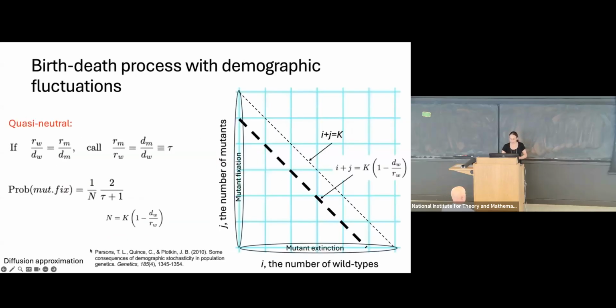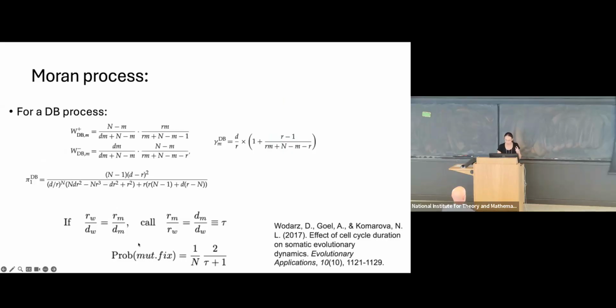So Josh Plotkin published a paper with this group. Very beautiful calculation, the diffusion approximation that tells you the probability of this happening. So what is the probability of mutant fixation in this case? N is the population size, the mean population size, and tau is the acceleration factor. And the beautiful formula tells you the probability of mutant fixation. We also looked at that in the Moran process. We didn't know about it, actually. It kind of happened by chance.